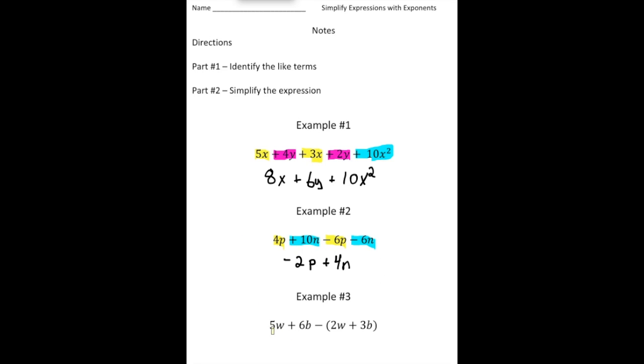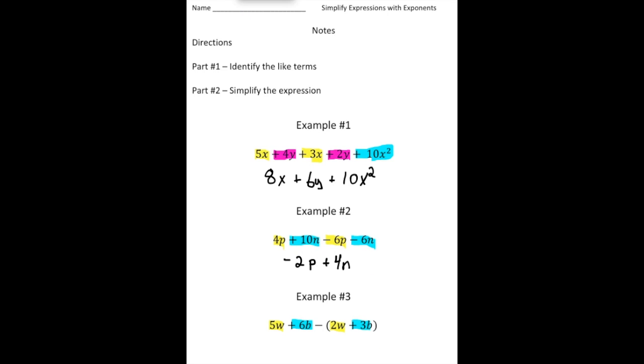All right, last but not least, example number 3. Here we have a 5w, and notice inside the parentheses we have a 2w, so I'm going to highlight that the same color. I'm going to pick a different color here. We have a positive 6b, and inside here we have a positive 3b.